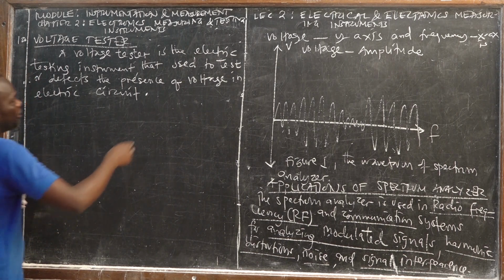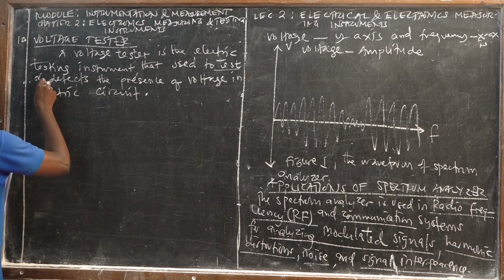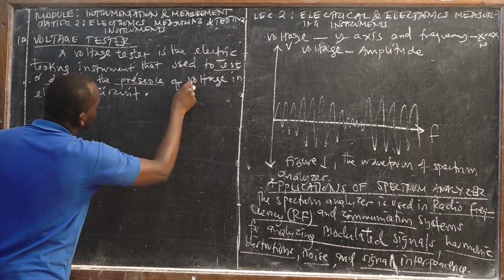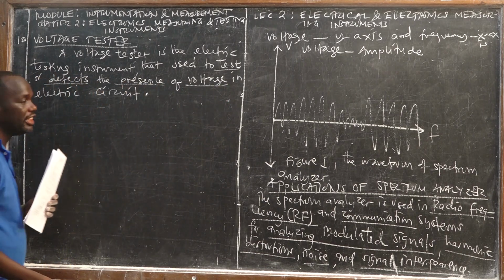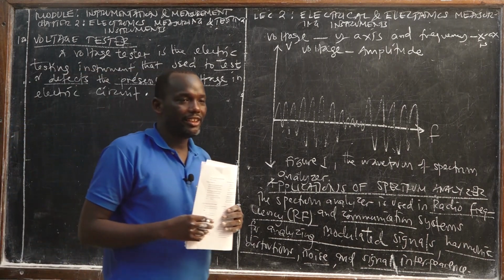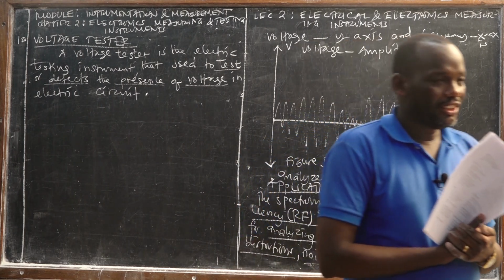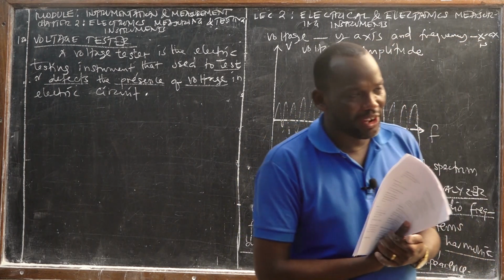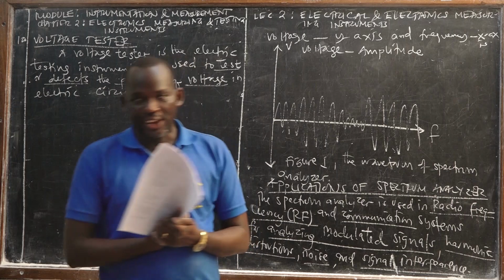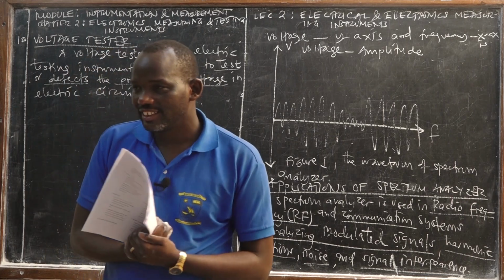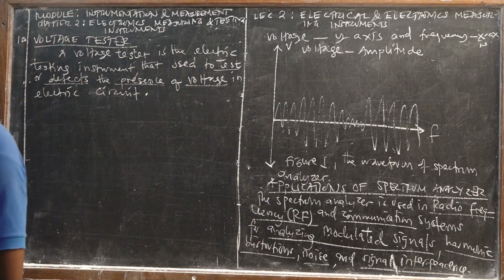So this one is used to test or detect what? The presence of what class? The presence of what? Presence of voltage. Let me ask you as electrical engineers: do you agree with this sentence? Whenever there is a voltage, there is a current, and whenever there is a current, there is a voltage. Is it true or is it not true?